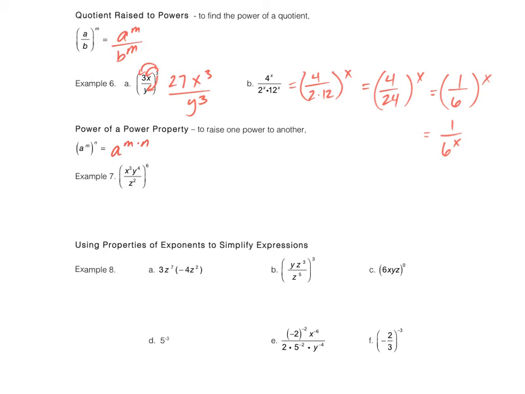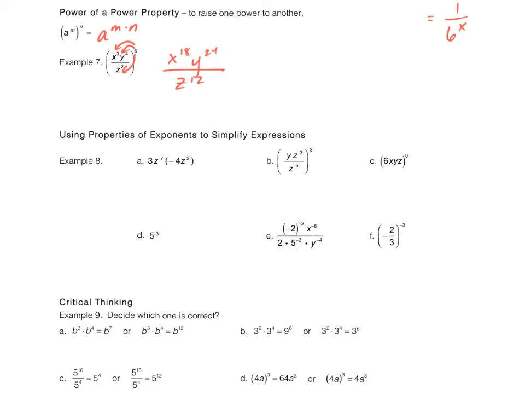In example 7, again, be careful that you do this to everything inside those parentheses. So x cubed to the 6th is x to the 3 times 6, which is 18. And then y to the 4 times 6 is 24. And then all over z, and then 2 times 6 is 12.